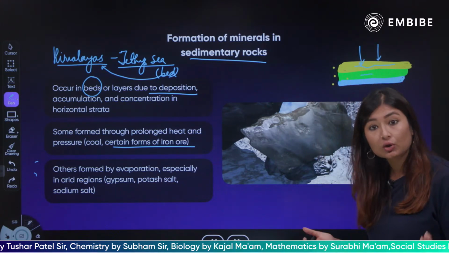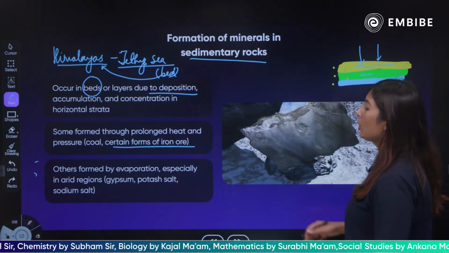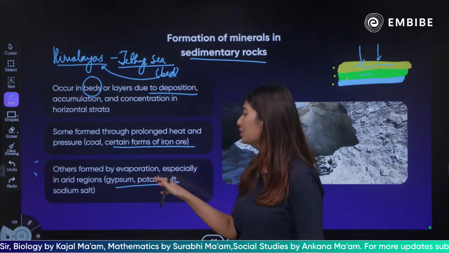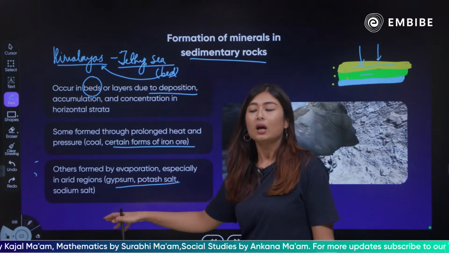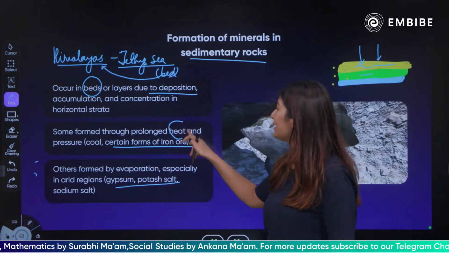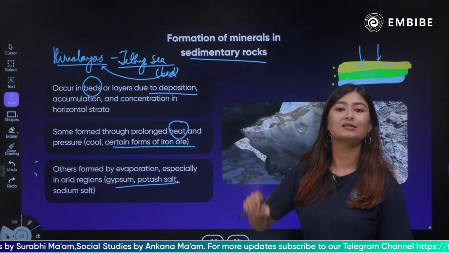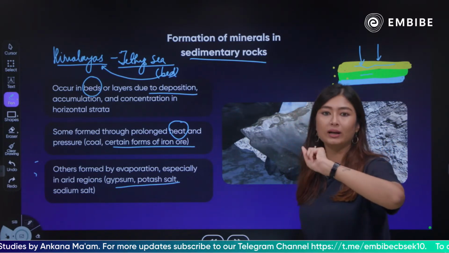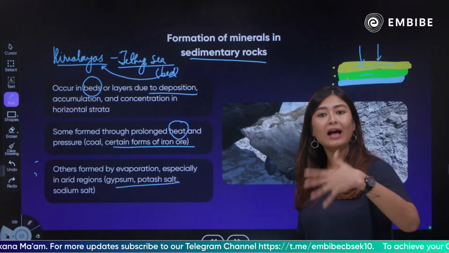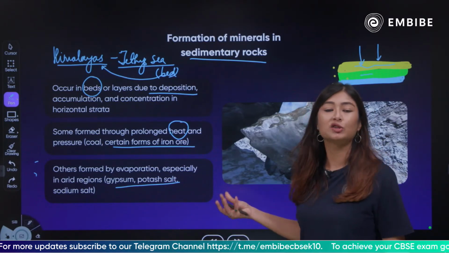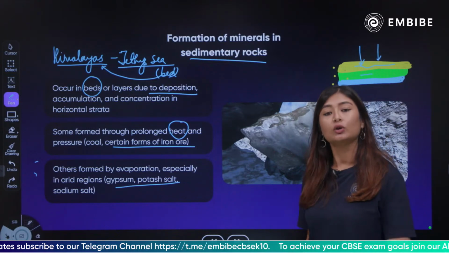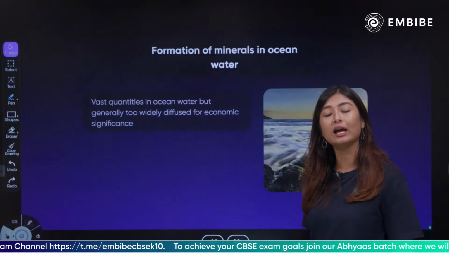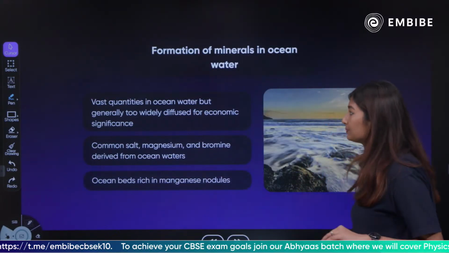Okay, decomposition could also be a reason. Others are formed by evaporation, especially in arid regions, like gypsum, potash, salt, sodium salt. A lot of heat changed the dead animals and plants into fossil fuels. So that is how you find petroleum in the rocks. Some, because of evaporation, change into salt like gypsum, like sodium salt. So we get all this because of evaporation, and because of extra heat and pressure, in the sedimentary rocks.